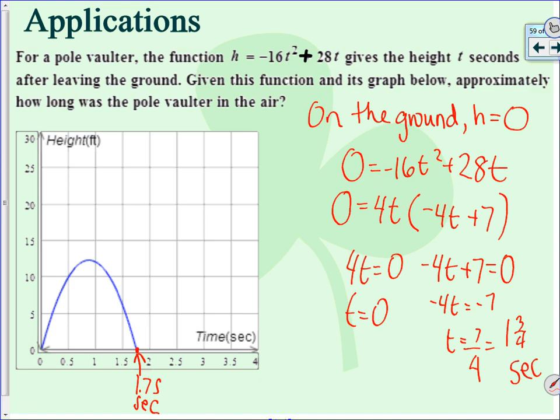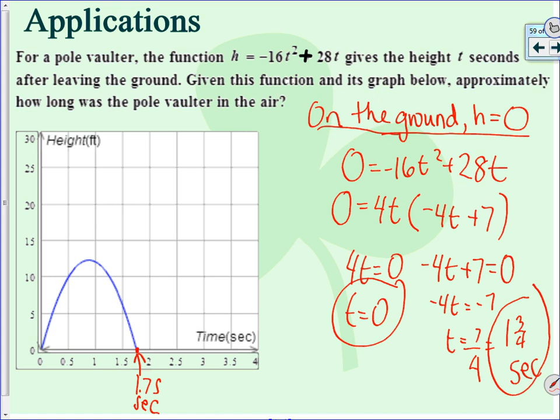All right. So let's take a look at what we did. We found that you are on the ground at 0 seconds and at 1 3/4 of a second. Does that make sense in terms of the graph and in terms of the situation? Yes. Yeah, so you start on the ground and you end on the ground. And this looked like 1.75 and it was 1.75, but we don't always know that that's the case.